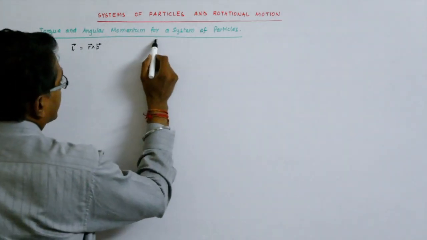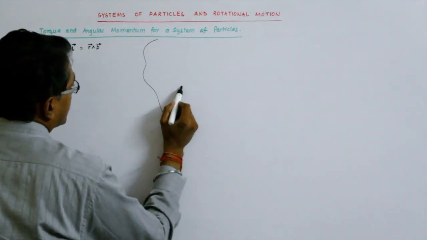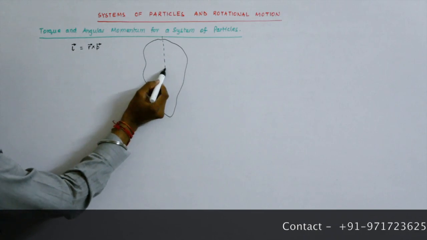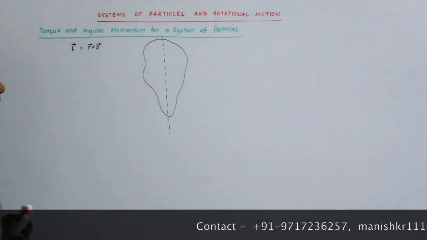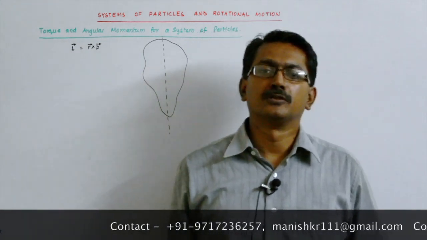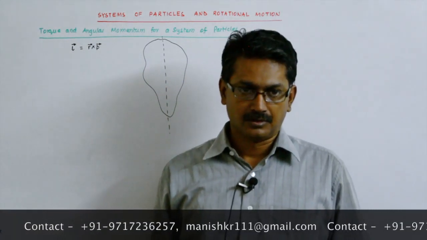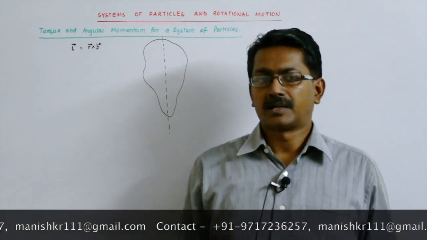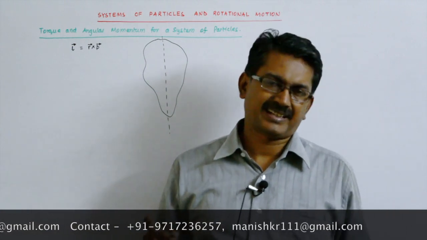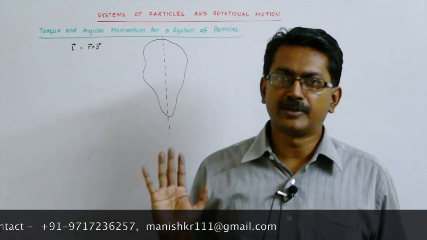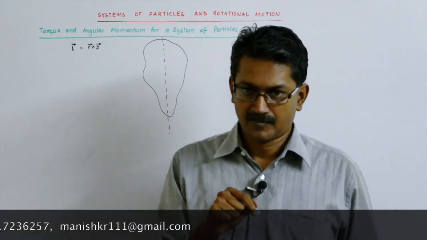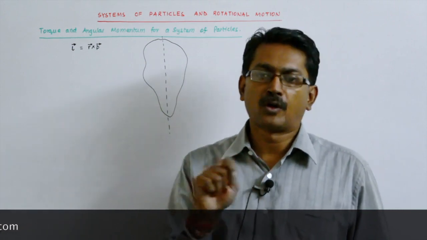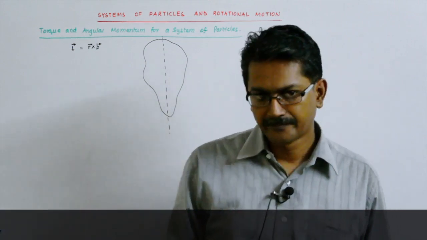So maybe it is something like this, and there could be some axis of rotation like that, not necessarily passing through the middle. You can define your own axis. That axis can be rotating, but normally in the cases that we will be doing, the axis will be fixed. So you have to ensure that the axis is fixed and the body makes a pure rotation about that axis. Fine.